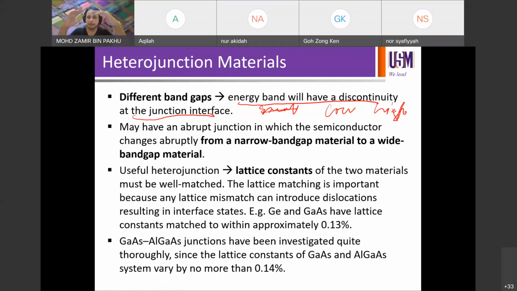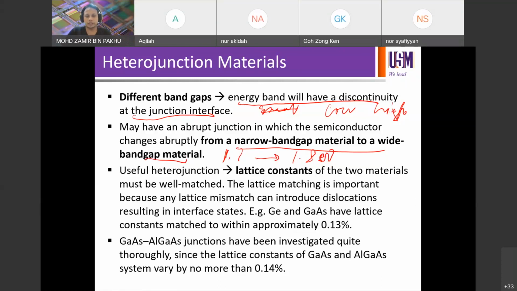Because it is not continuous, because the size is not the same, the EC and EV distance is not the same. So we may have an abrupt junction in which the semiconductor changes abruptly from a narrow band gap to a wide band gap, narrow to wide or small to big. Okay, say you're going from 1.1 to 1.8. So it is the same example.